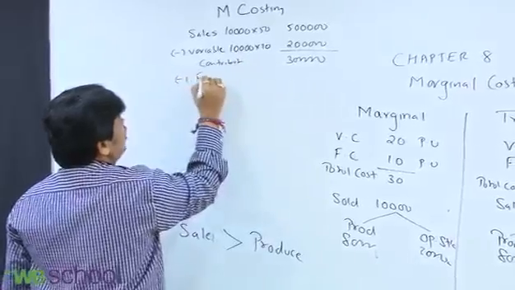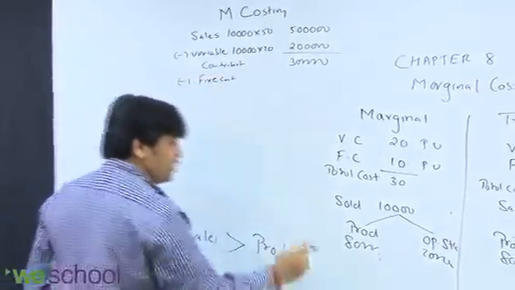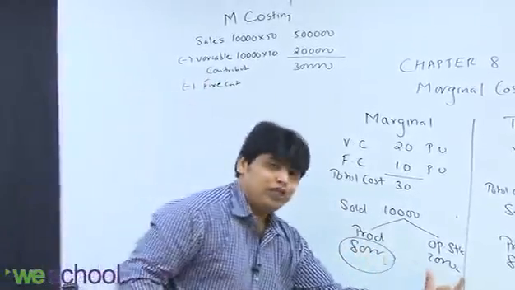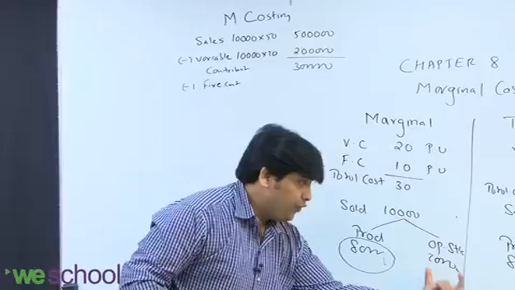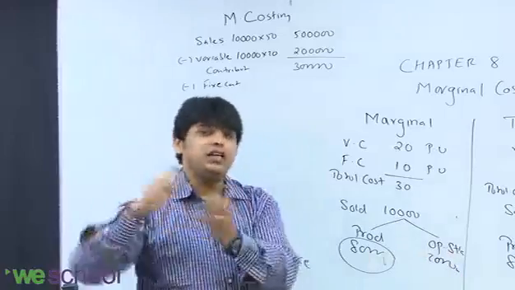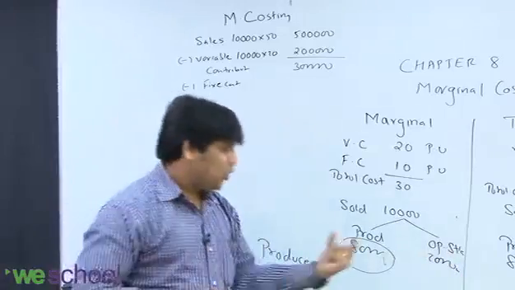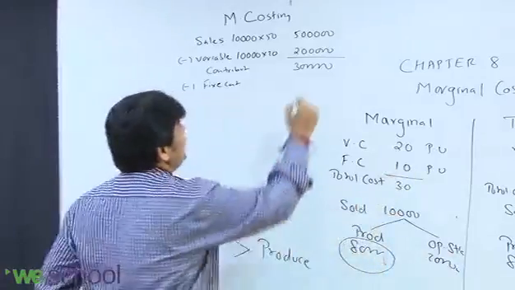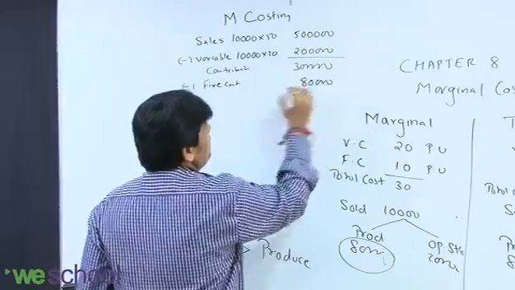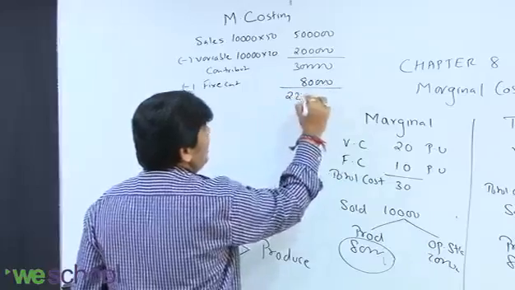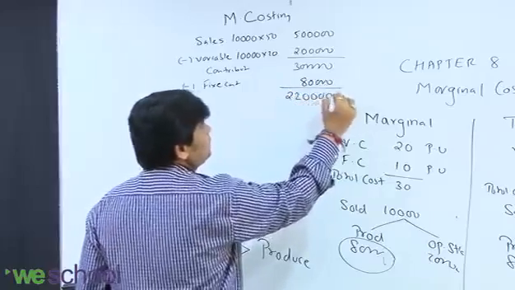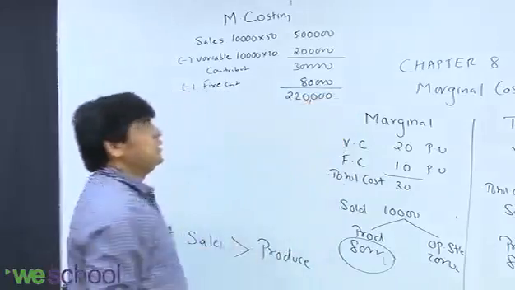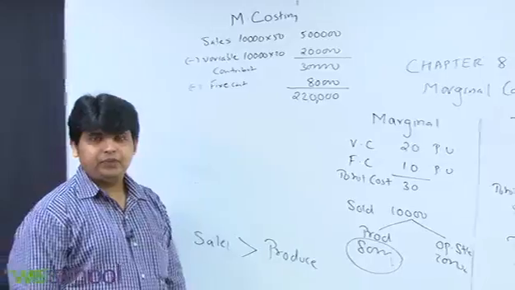Less fixed cost. Now my dear, fixed cost will be charged only for current production, not on the opening stock, because last year the fixed cost of these units was already charged in the previous sale. So I will charge fixed cost only on 8,000. 8,000 into 10 is 80,000. What will be my profit, my dear? 2,20,000. You got the point?